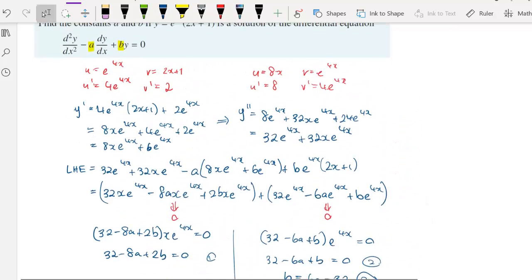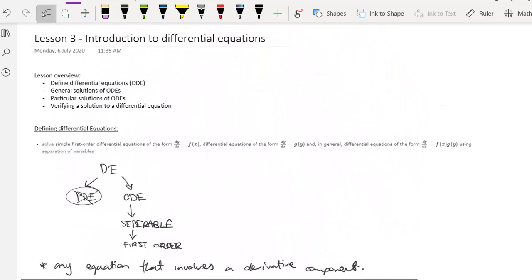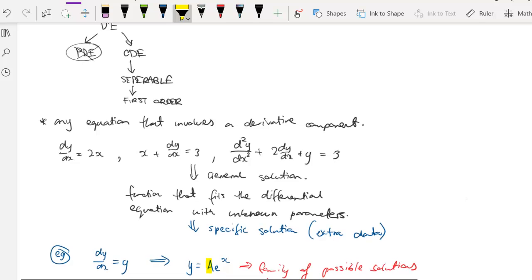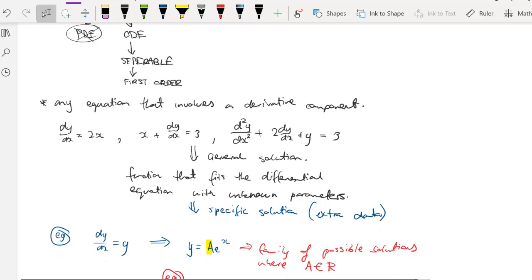Okay, so that concludes the lesson. Hopefully that all makes sense. Basically, what an ordinary differential equation is, specifically the separable ones that we'll be looking at. Remember, when we're actually solving differential equations, we'll mostly be looking at only first order differentials.